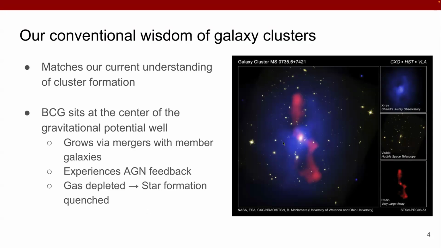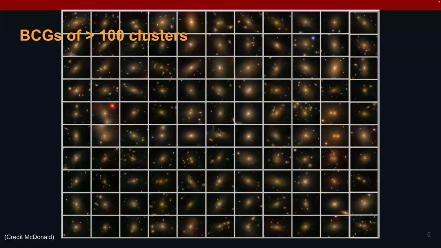Okay, so that is basically the general idea of what is going on inside a galaxy cluster. We have a galaxy cluster, a BCG, and an AGN inside that BCG that has a lot of energy, dumping all the energy into the ICM, making the ICM remain hot and keeping it hot for a long time. Okay, so here is a picture of typical BCGs of more than 100 clusters.